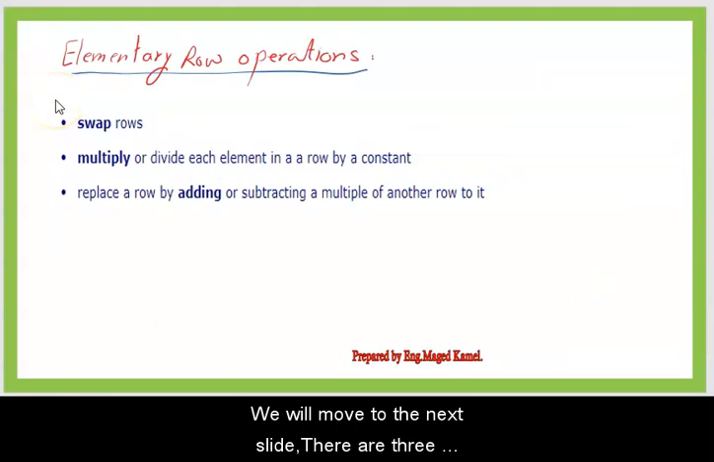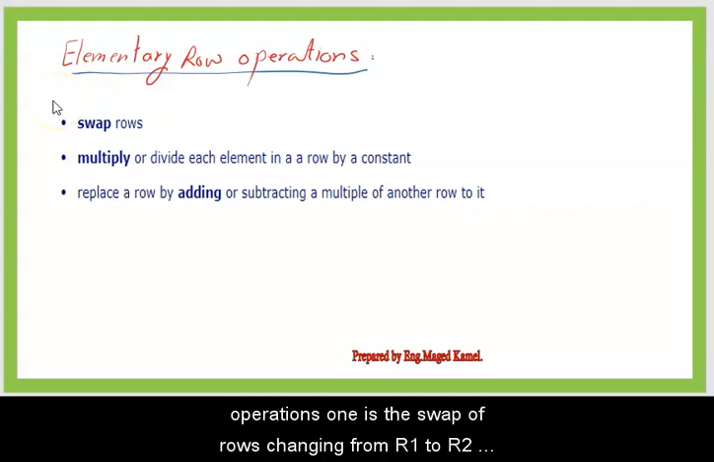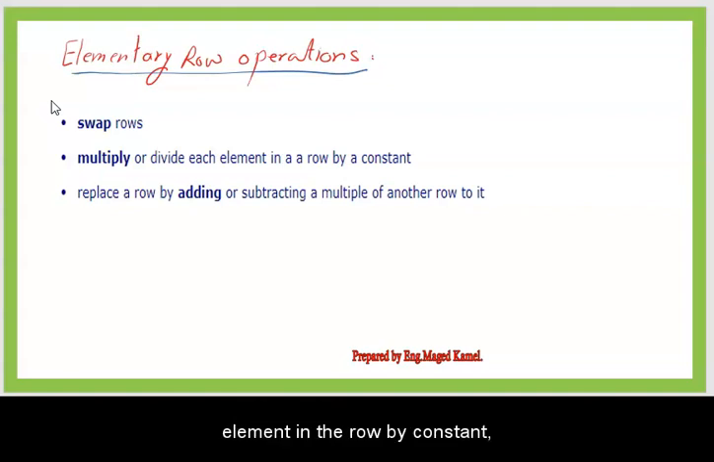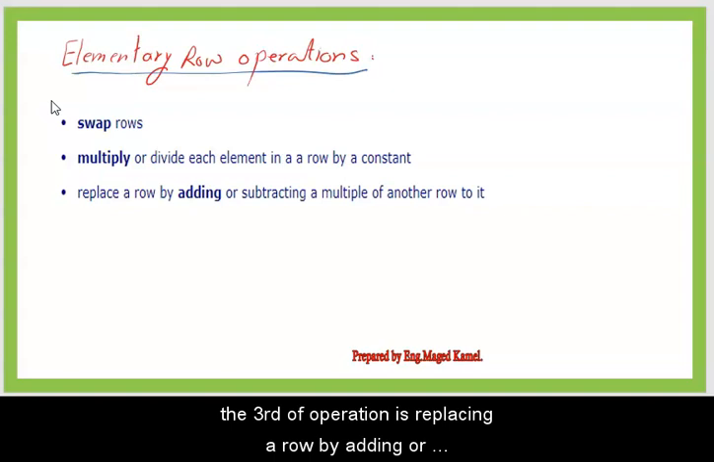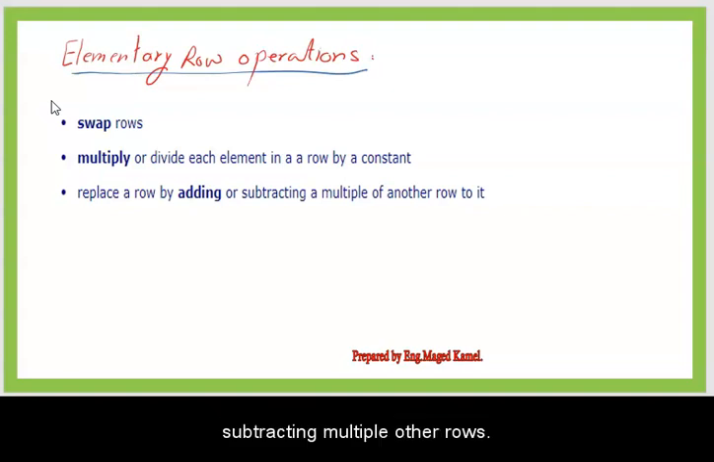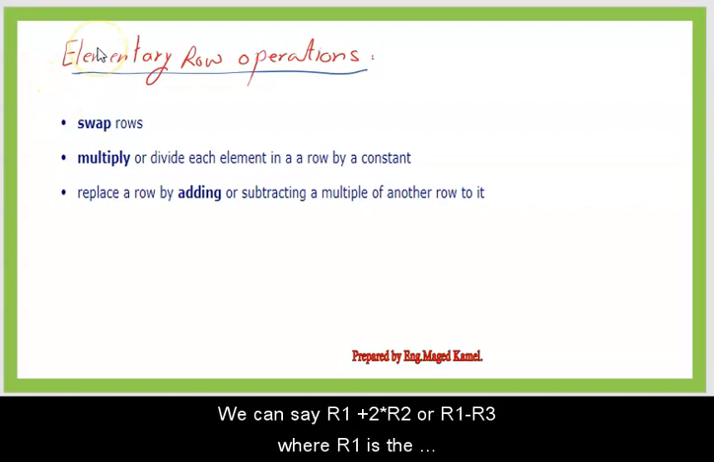There are three operations. The first one is to swap rows, changing from row 1 to row 2, for example, changing the location. The second is to multiply or divide each element in a row by a constant. The third operation is replacing a row by adding or subtracting multiples of other rows. We can say, for instance, R1 plus 2 R2, or R1 minus R3, where R1 is the first row and R3 is the third row itself.